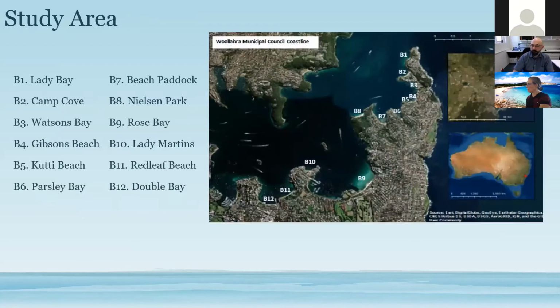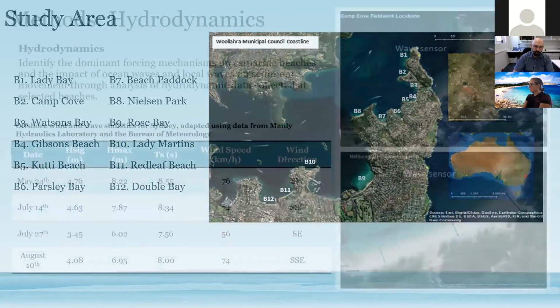So the study area was 12 study beaches in Woollahra Municipal Council, which is a local government area in the eastern suburbs of Sydney, responsible for the management of 16 kilometres of harbour foreshore, which consists of coastal cliffs, rocky headlands, and estuarine beaches. Moving on to the methods.